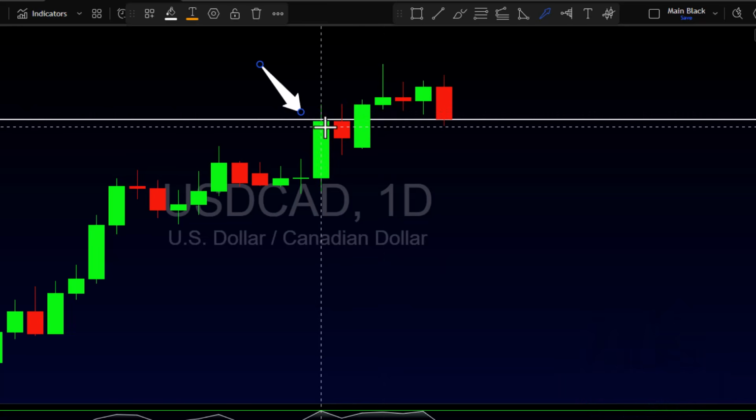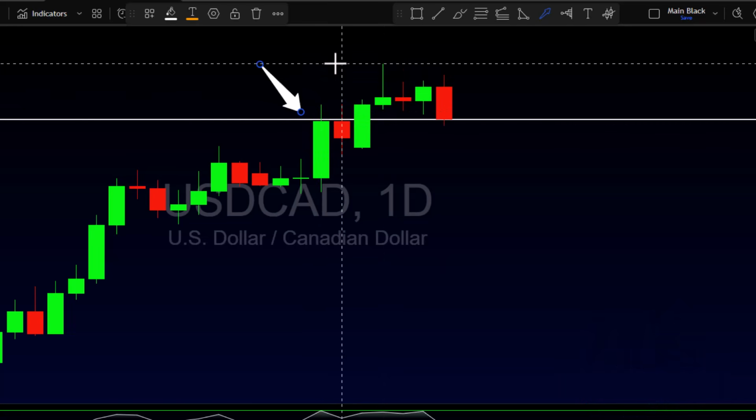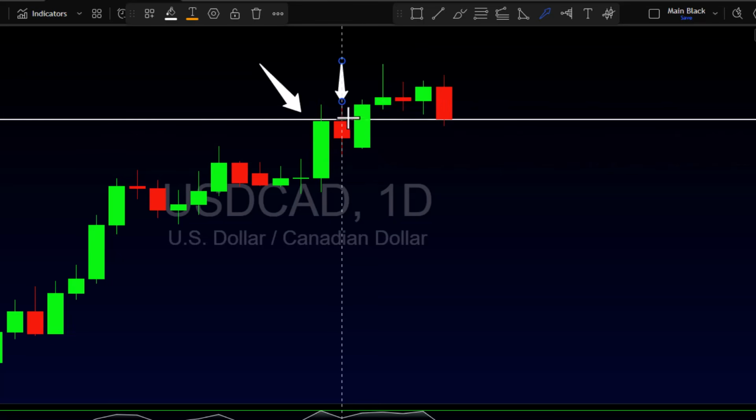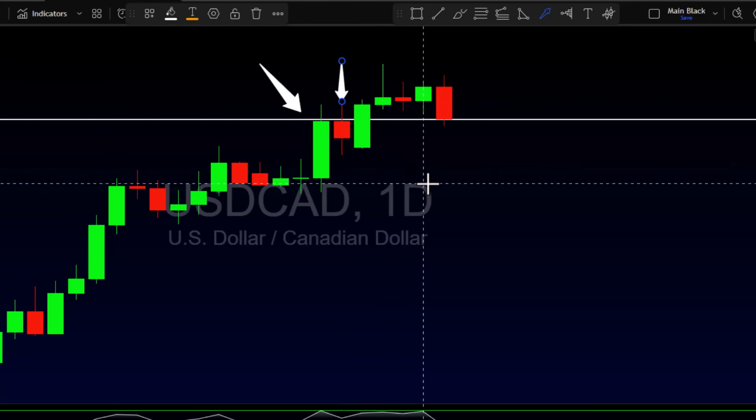So this is going to be no to a violation. Okay, well, what about this next one? We wick above as well, but it's a red candle. We close down here. No.